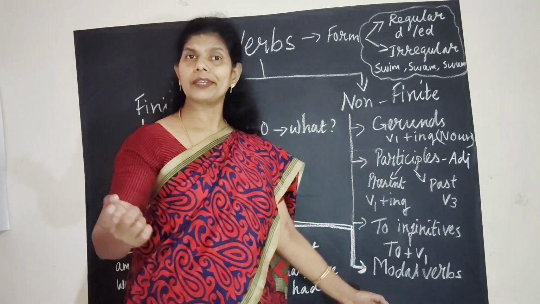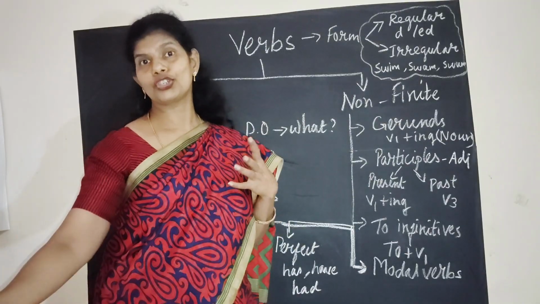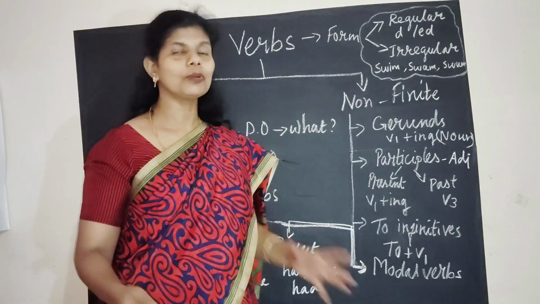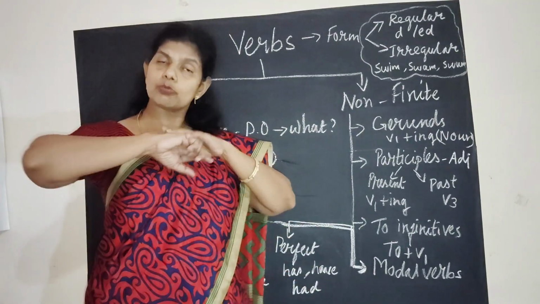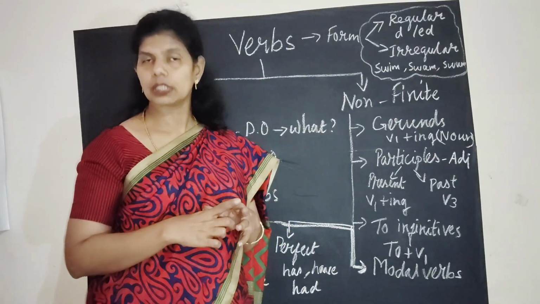And modal verbs are can, could, may, might, shall, should, will, would, ought to, need to, used to. These are all modal verbs. I will be dealing with the modal verbs separately because it cannot go with this. That has to be dealt with in detail.